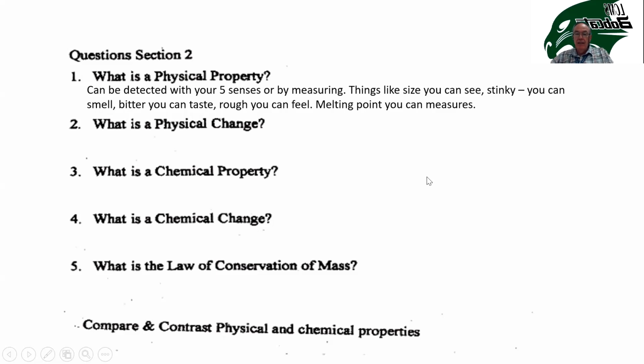Things like size, you can see. If it's stinky, you can smell it. If it's bitter, you can taste it. If it's rough, you can feel it. Or the melting point of something, you can measure.